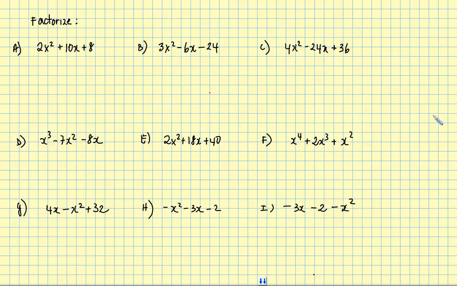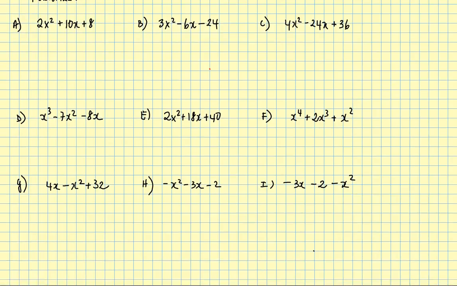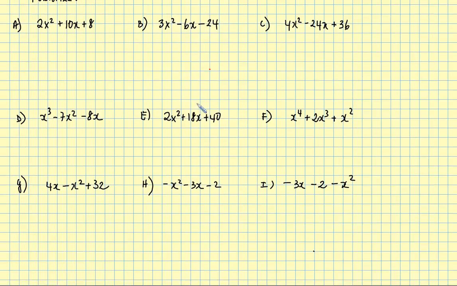All right, we're just going to do a couple other ones. Let's take part b. Part b says, I've got 3x squared minus 6x minus 24. If I remove the 3, there's a common factor. This goes to x squared minus 2x, and it's going to be minus 8.